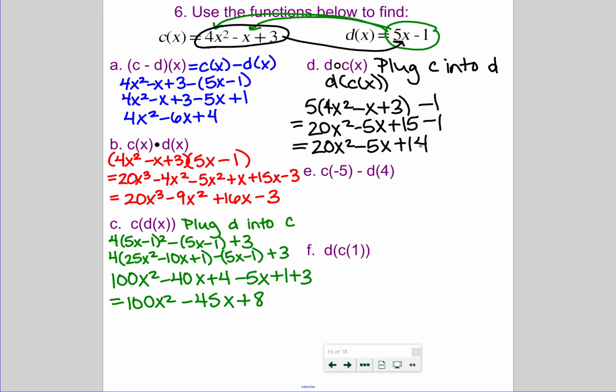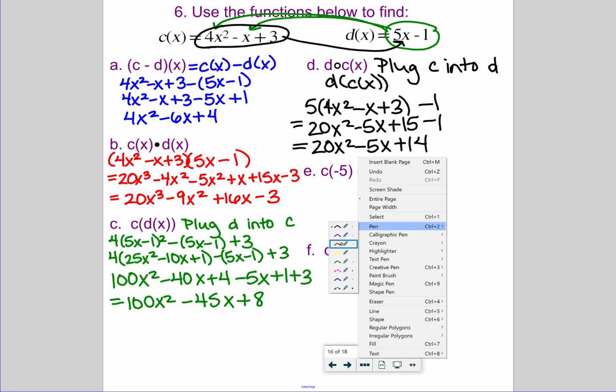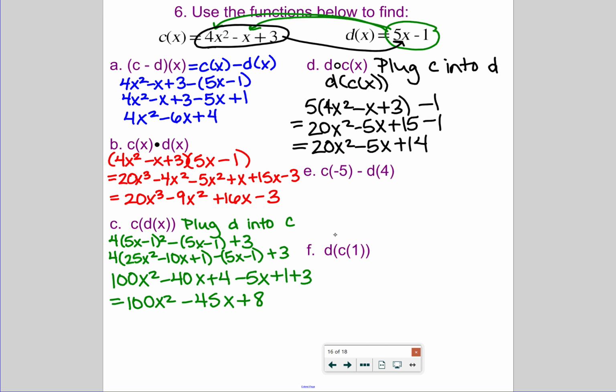The last two problems here are just evaluating problems. We did something similar to E on a graph earlier in the part 1 part of our test. Let me get a different color here. We'll do purple. C of negative 5, let's do that first. So plugging negative 5 into function C everywhere I see the x. And again, you can use your calculator to help you evaluate that if you need to. I'm going to have negative 5 squared, 25 times 4 is 100, plus 5 plus 3 will give me 108.